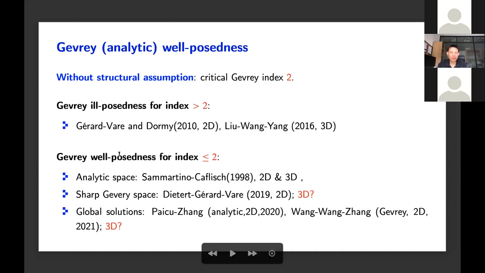This is just due to the group of Ping Zhang. Together with Pin Gong, we proved the two-dimensional Prandtl equation has global existence for small initial data, elliptic, that is elliptic. And then this year, Yuxi Wang and Ping Zhang relaxed it to Gevrey space with Gevrey index 2. But these two works only treat the two-dimension Prandtl equation. How about the three-dimension case? It's open so far.